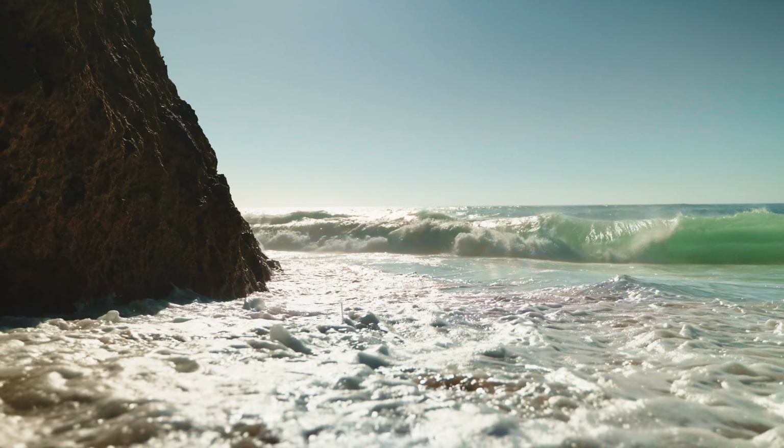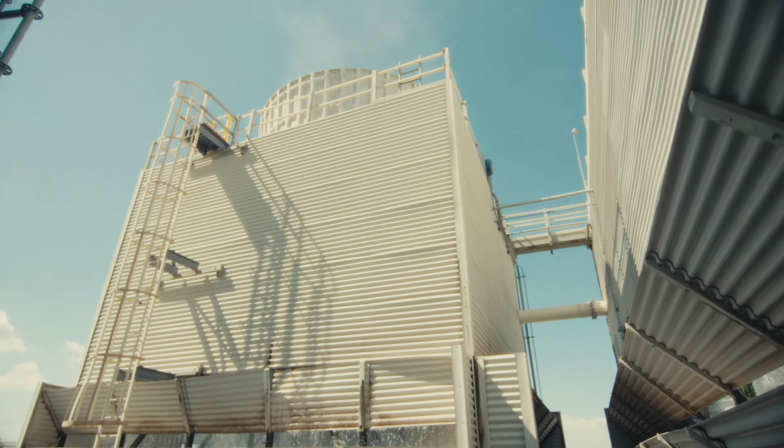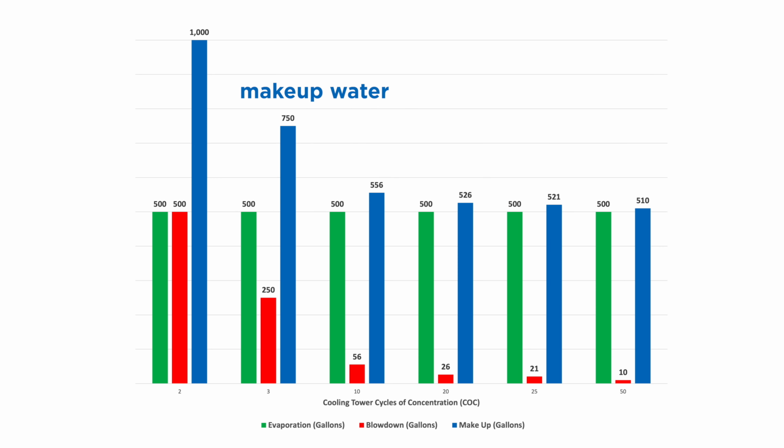So all water, whether it's in your pool, the ocean, or your cooling tower, has some amount of minerals in it. And how we measure the concentration of minerals is the total dissolved solids concentration, or TDS. There's two types of water in a cooling system. You've got your makeup water and you've got your cooling water. Makeup water equals the amount of water evaporated from the system plus the amount of water blown down to the drain.